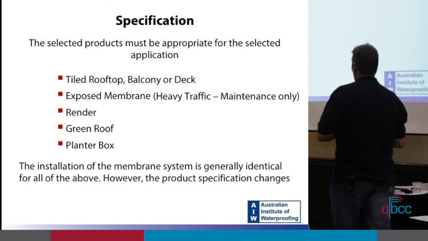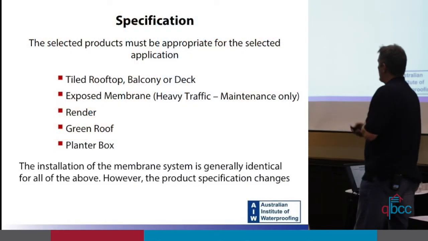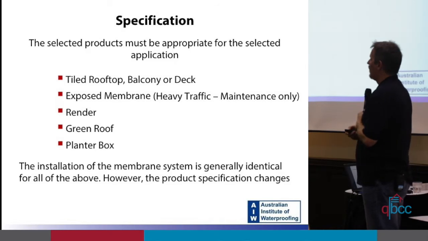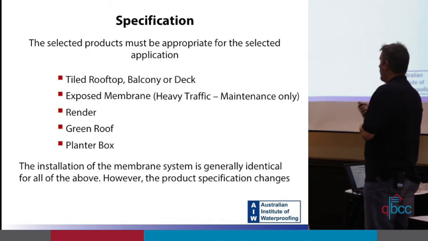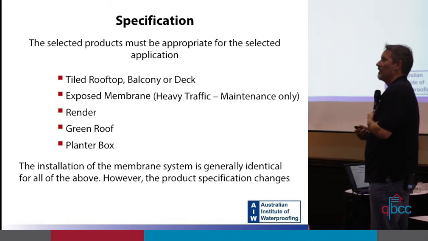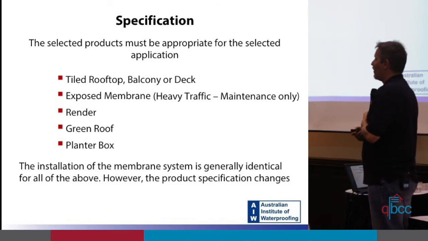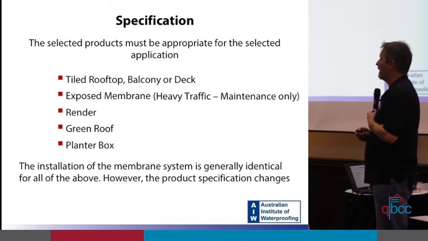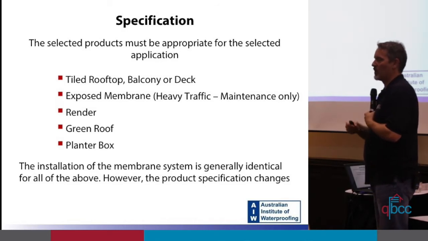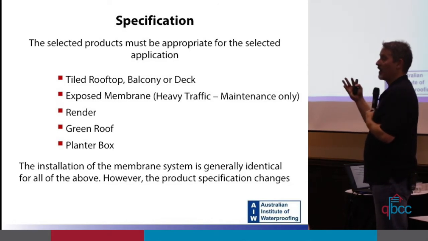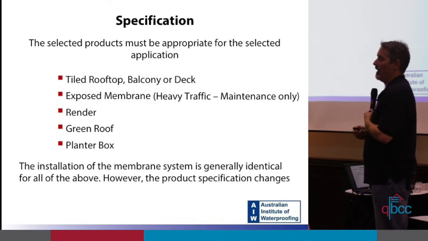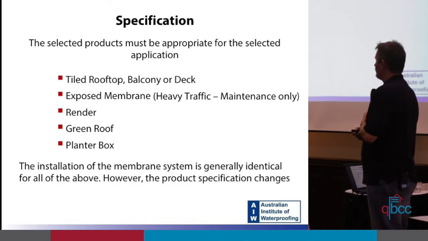So let's talk about the specification. Selected products must be appropriate for the selected application. For example, if you're writing a specification for a tiled rooftop balcony or deck, it's going to be different to the product specification of an exposed membrane system. And then it's going to be different again depending on the amount of traffic it's expected to get.